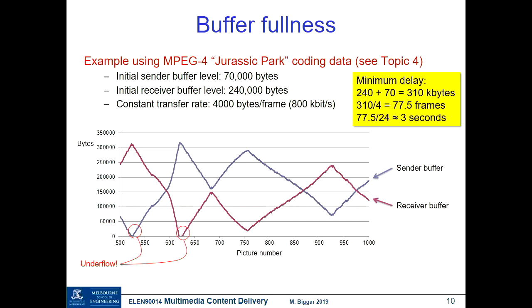I set an initial receiver buffer level of 240,000 bytes, so I had to wait for 60 frames of data, at 4,000 bytes per frame, before I started decoding here. So when we look at that amount of data having to be transferred, a total of 310 kilobytes, transferred at 4,000 bytes per frame, or 4 kilobytes per frame, that's 77.5 frames, and so that's about 3 seconds, just to get a feel. Does the calculation make sense, where that's come from?